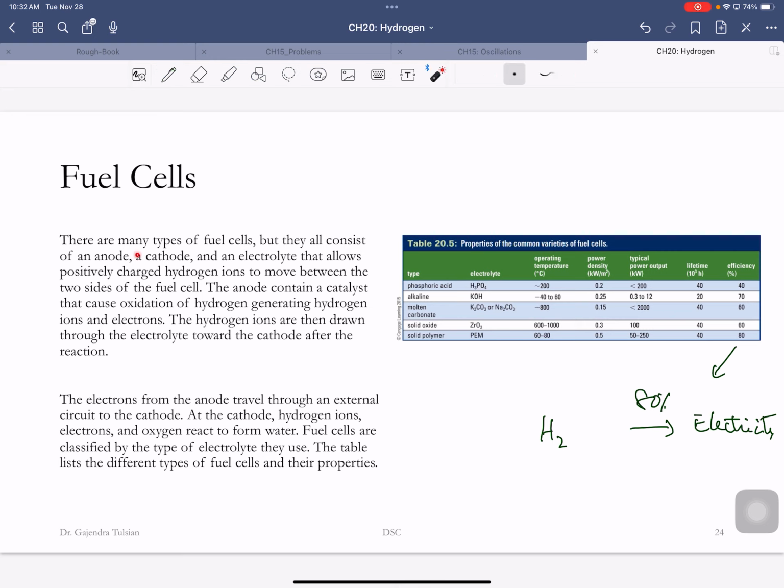So there are many types of fuel cells, but they all consist of an anode and a cathode and an electrolyte that allows positively charged hydrogen ions to move between the two sides of the fuel cell. The anode contains a catalyst that causes oxidation of the hydrogen, generating hydrogen ions and electrons. The hydrogen ions are then drawn through the electrolyte toward the cathode after the reaction. So now we'll go to that.